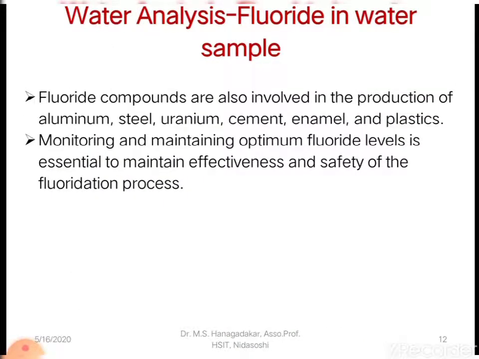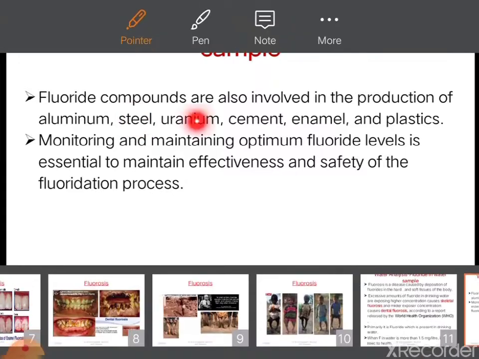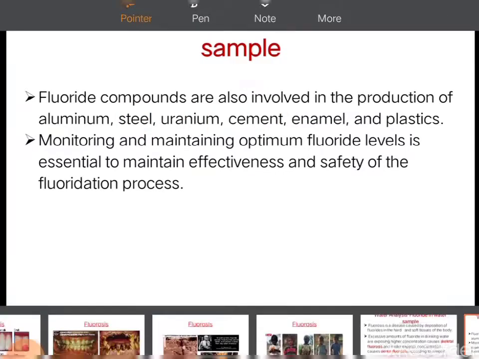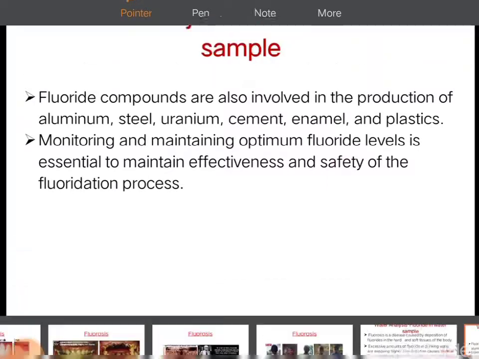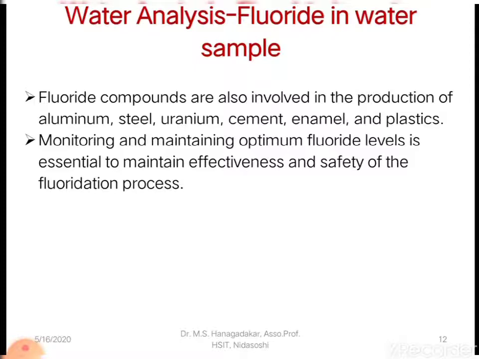Hence, let us discuss some of the fluoride compounds involved in the production of components in industries. Some fluoride compounds are used for the production of aluminium, steel, uranium, cement, enamel, plastics, etc. Hence, monitoring and maintaining optimum fluoride levels is essential to maintain the effectiveness and safety of health by the fluoridation process.